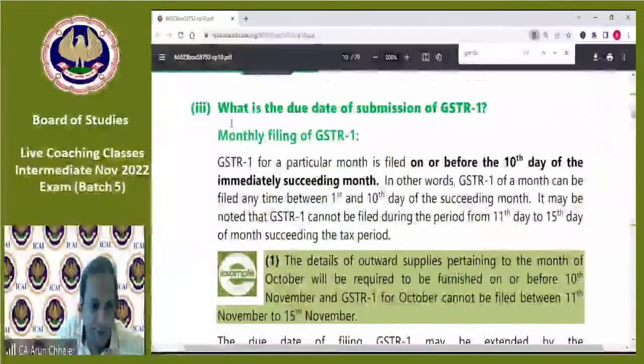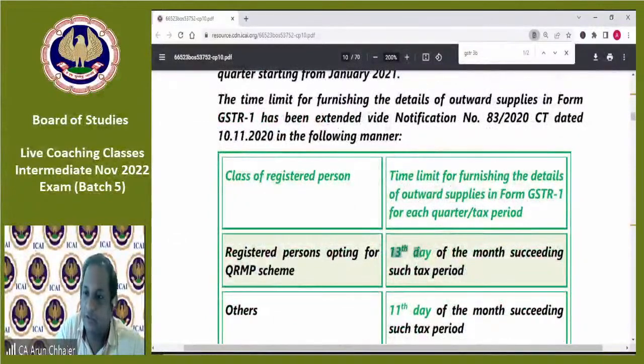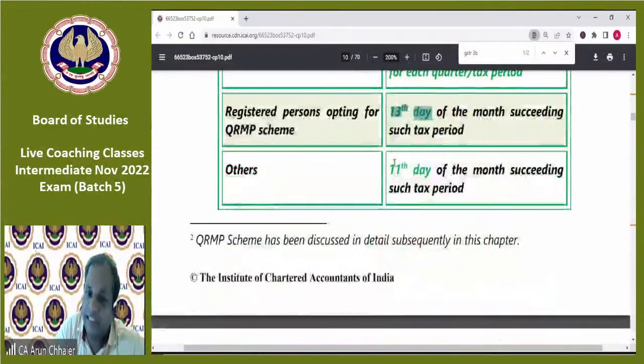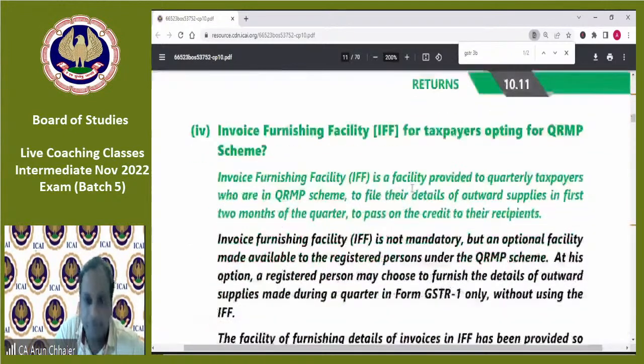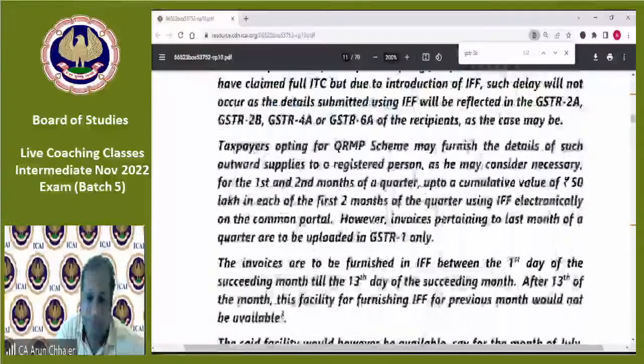So what is the due date for the GSTR1? We have already discussed that. In case of QRNP, it is 13, and in case of monthly, it is 11. For QRNP, the same date has been kept for IFF also. What is IFF? Invoice Furnishing Facility, provided to quarterly taxpayers, is not mandatory but an optional facility made available to the registered person under QRNP. At this option, the registered person may choose to furnish the details of the outward supplies. We have discussed everything.